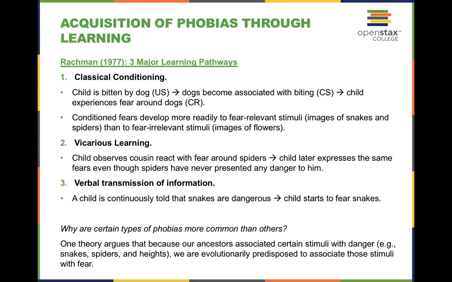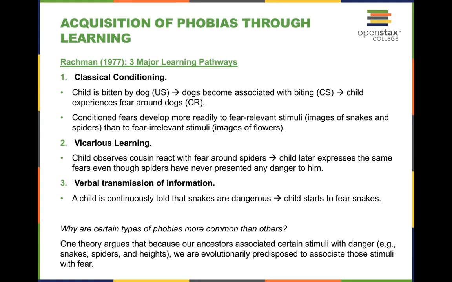How do phobias occur? There are a few ways in which they can develop. First is classical conditioning. The event actually happens to you. You have an adverse experience with a particular stimulus. Let's say you're bitten by a dog at an early age.